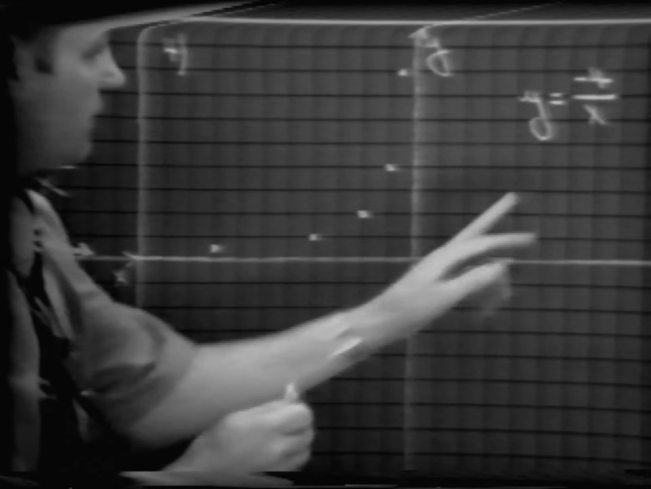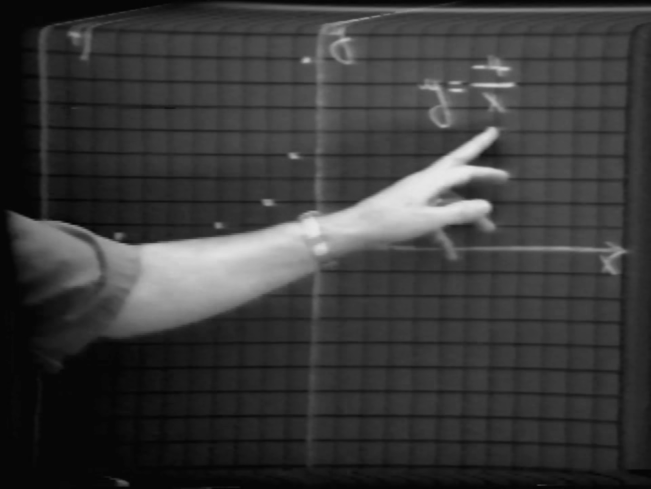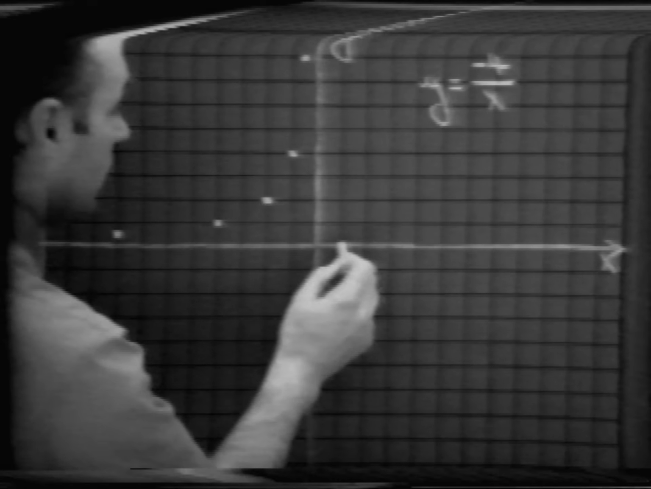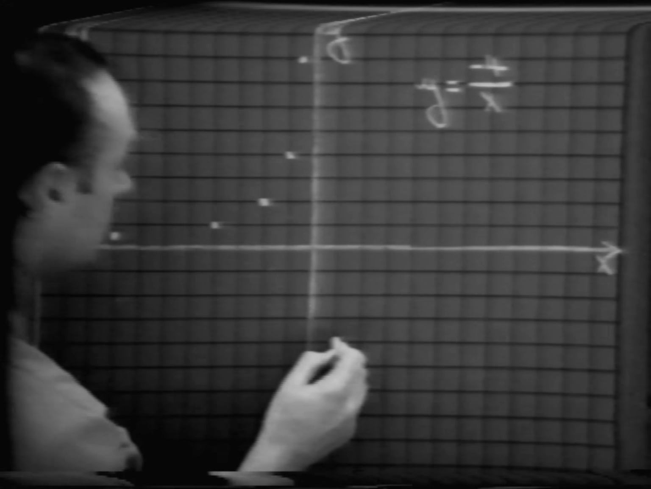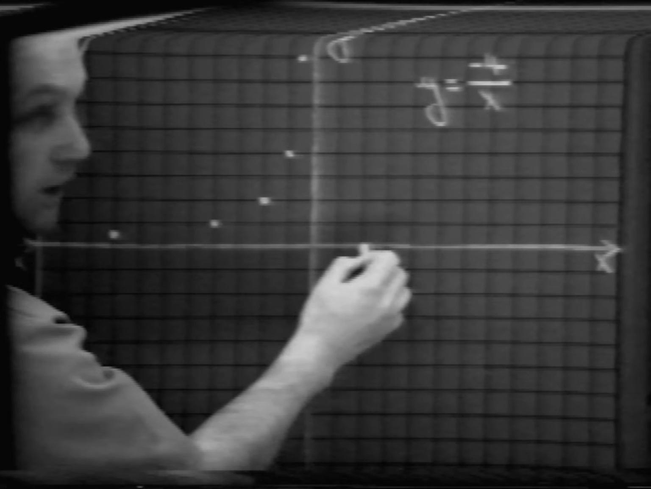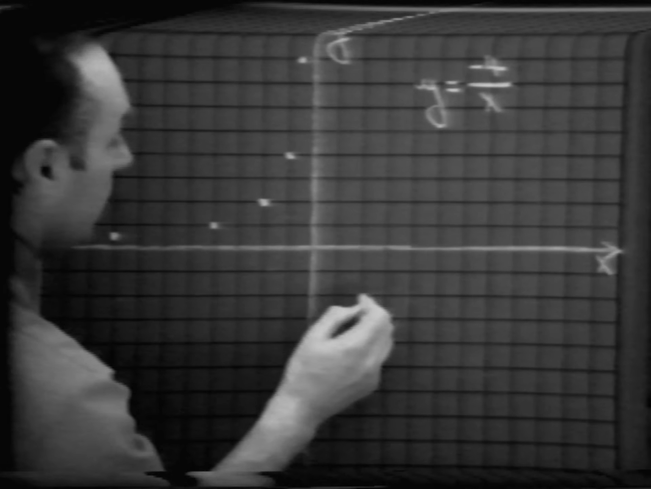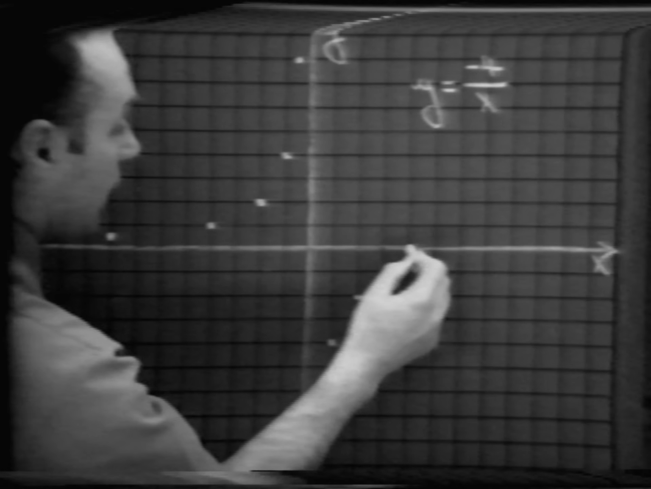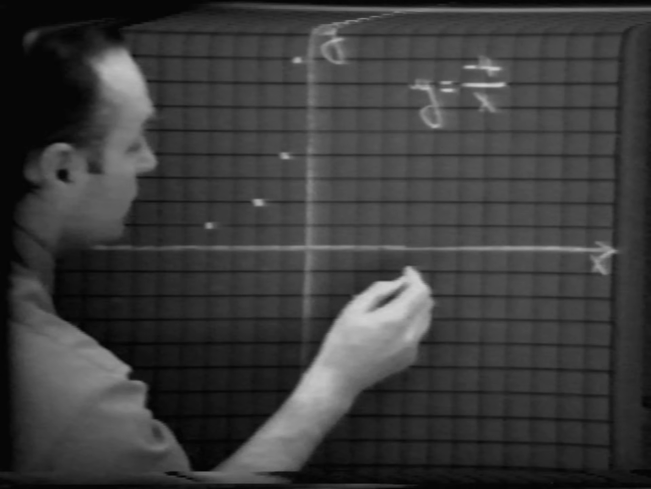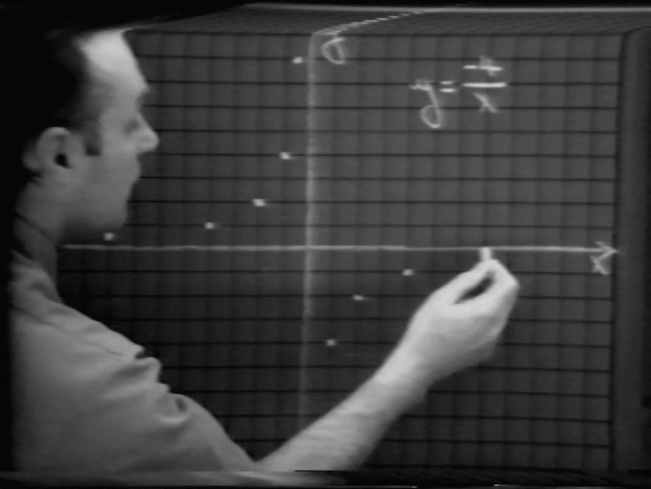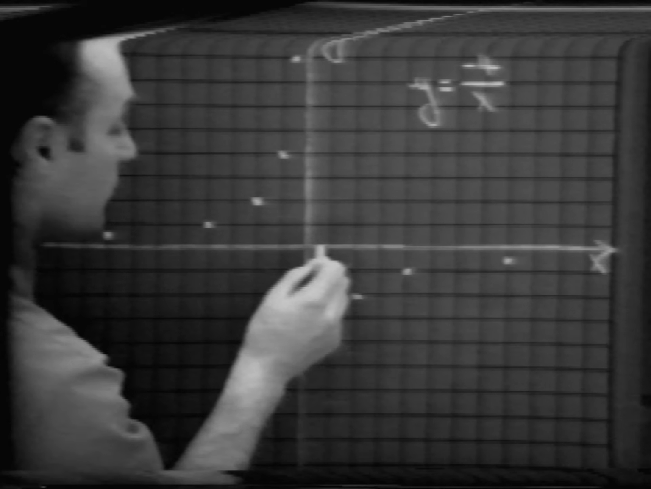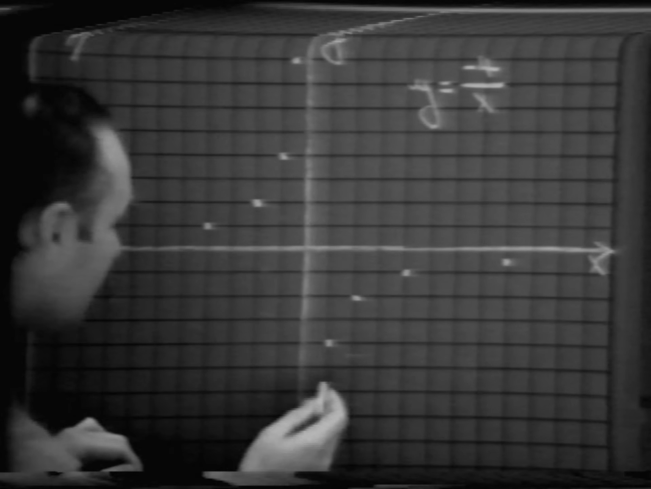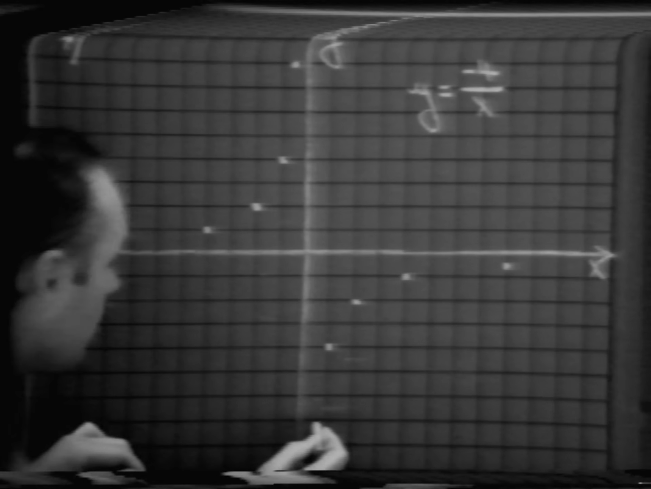Now let's take values of x which are positive. Suppose x, say, is 1. -4 over 1 is -4. Here's 1 comma, 1, 2, 3, 4, -4. This point must be on the graph. If x is 2, y must be negative 2. If x is 4, y must be negative 1. If x is 8, y must be negative a half. If x is a half, y must be negative 8. There's 4, 5, 6, 7, 8.